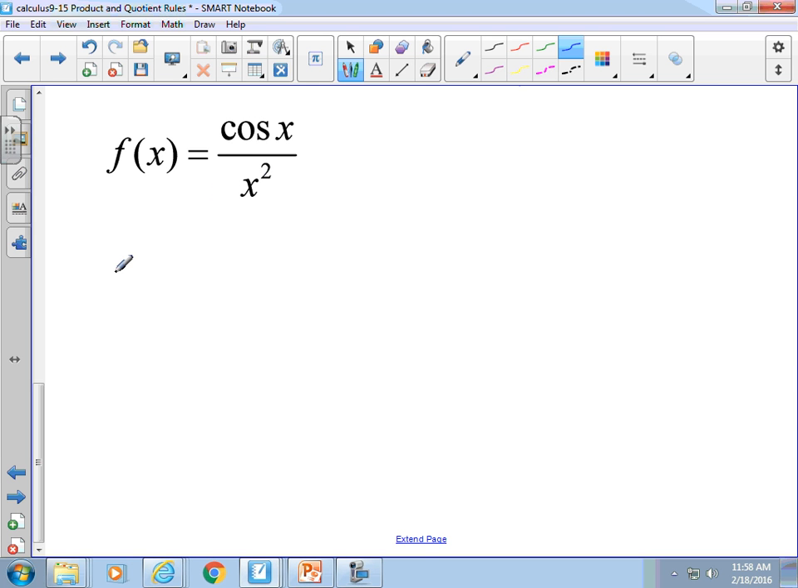A product rule is not enough easier than a quotient rule that I'm going to make that decision here, but if you wanted to, you could. So you could change this into a product rule. But I'm just going to go ahead and do quotient rule.